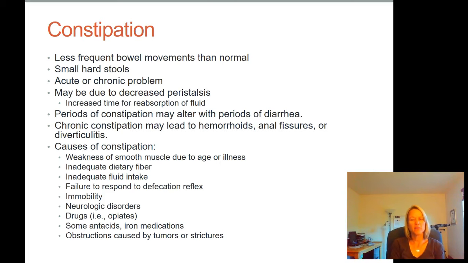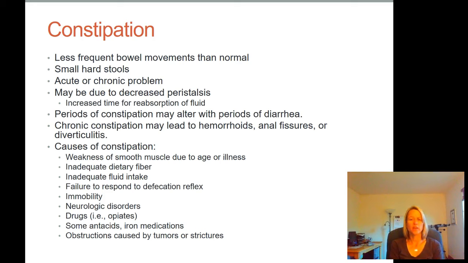Constipation. This is where we have less frequent bowel movements than normal, resulting in small, hard stools. This can be an acute problem or a chronic problem. It can be due to decreased peristalsis, so if peristalsis is going slow, then we're going to reabsorb too much fluid. We can alternate periods of constipation with diarrhea. Some complications of chronic constipation can lead to hemorrhoids or anal fissures or diverticulitis. And there's a variety of causes.